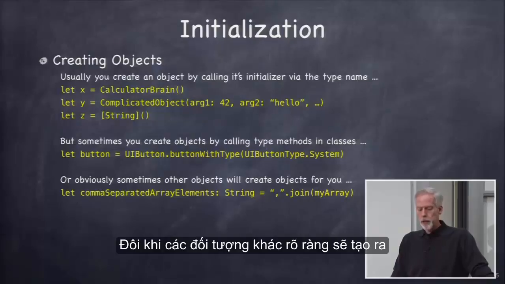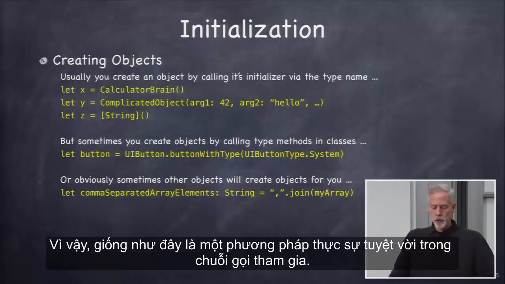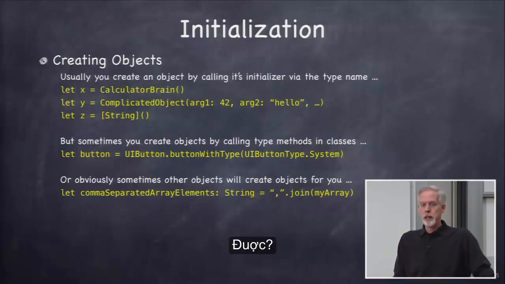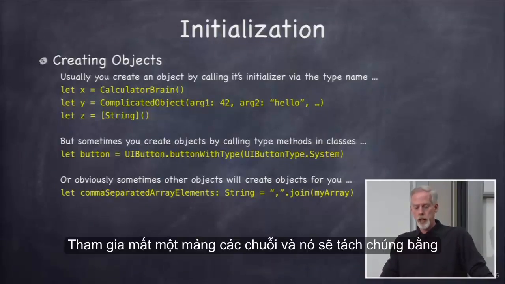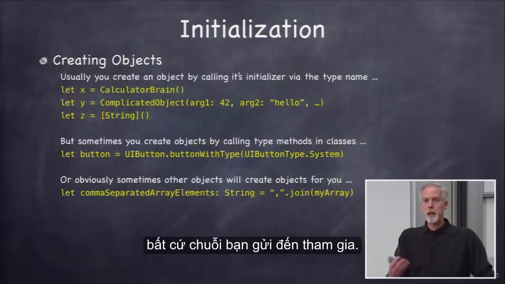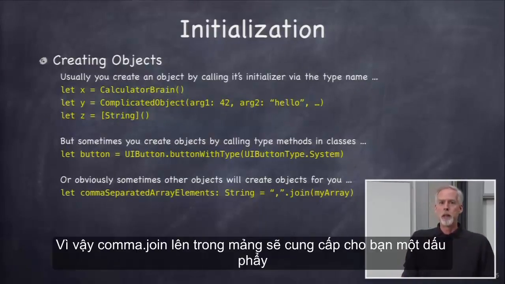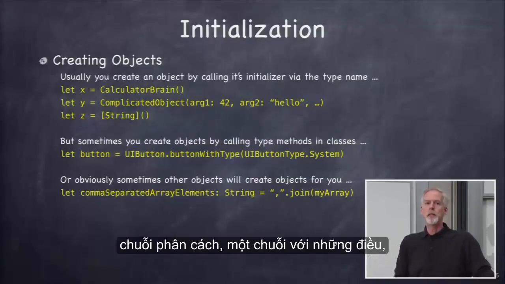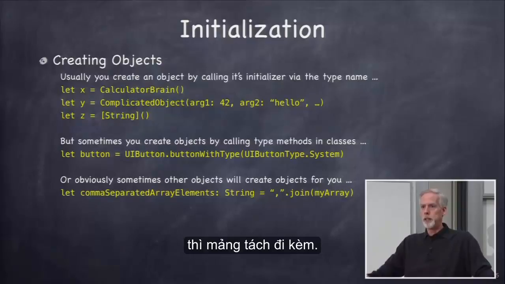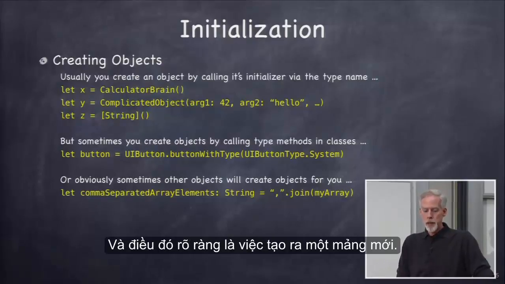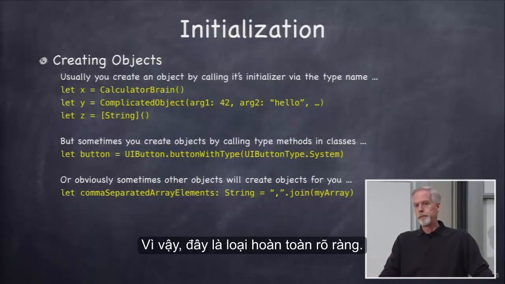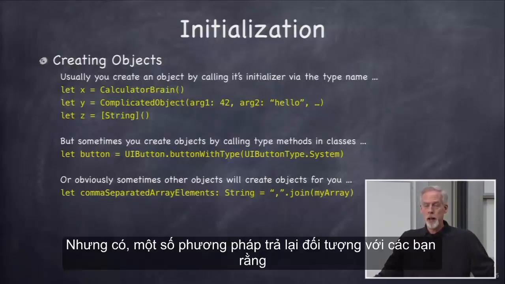Sometimes other objects will obviously create objects for you. Here's a really cool method in string called join. Join takes an array of strings and it will separate them by whatever string you send join to. So comma.join of an array will give you a comma-separated string, a string with the things in the array comma-separated. That's obviously creating a new string. This is kind of completely obvious, but yes, some methods return objects to you that were created.